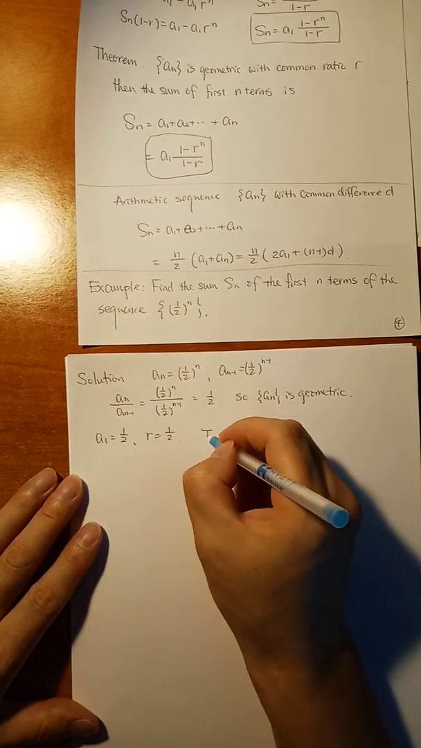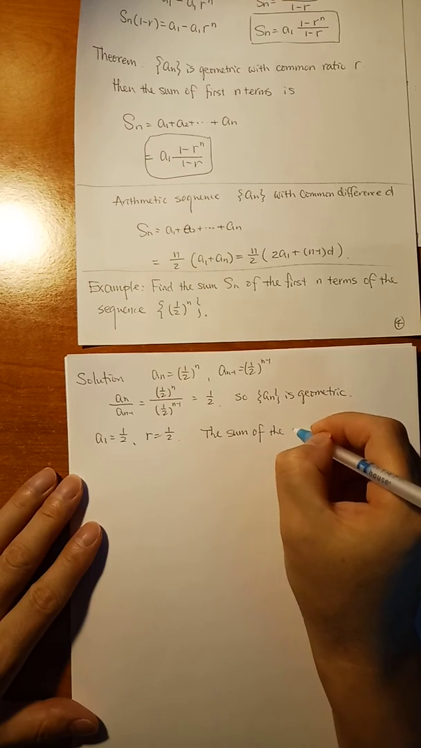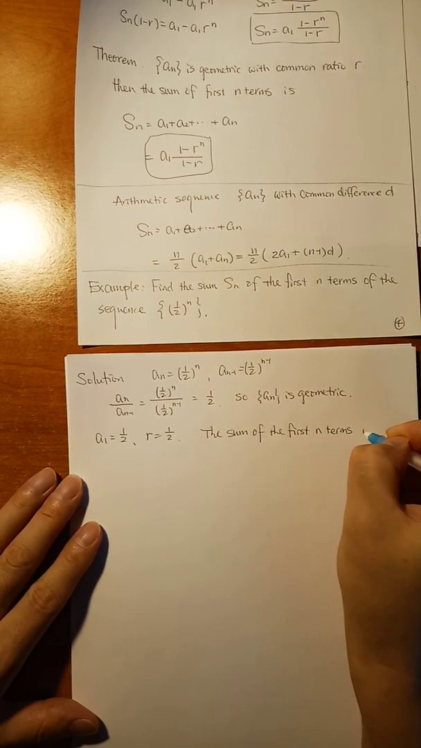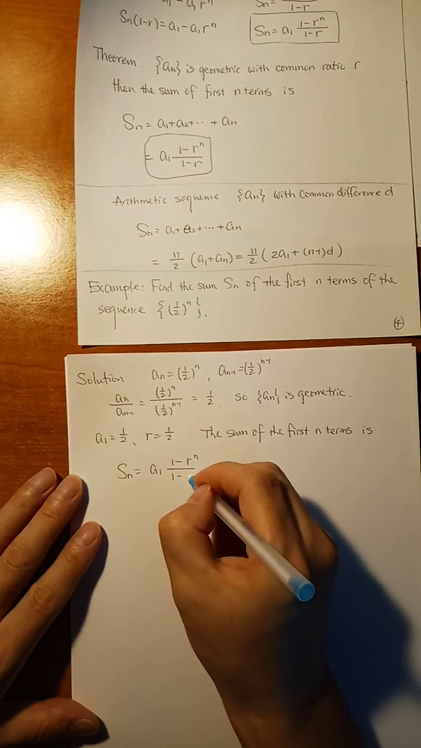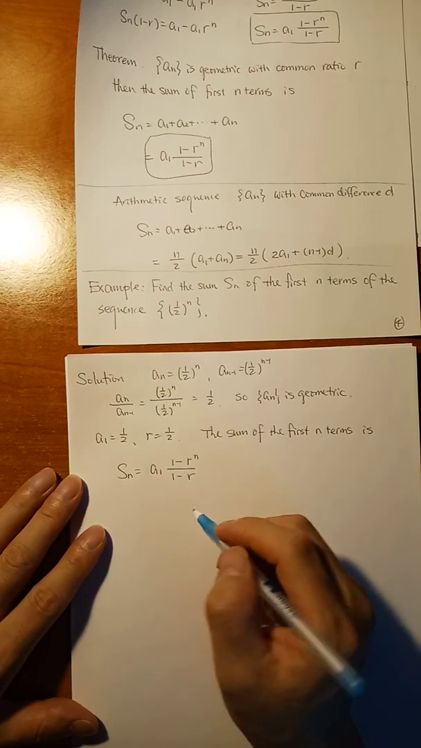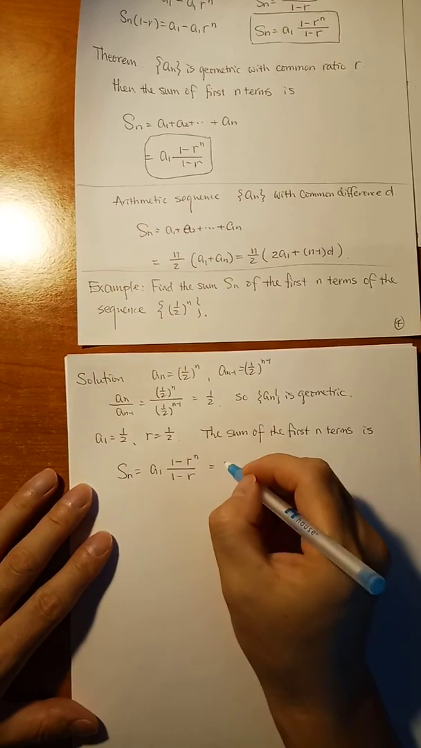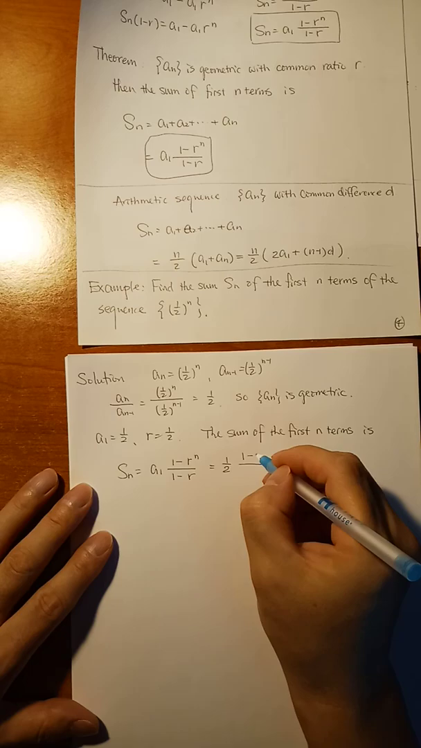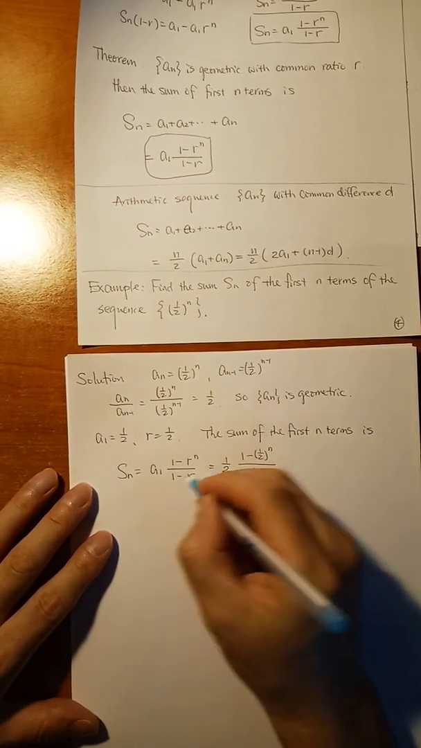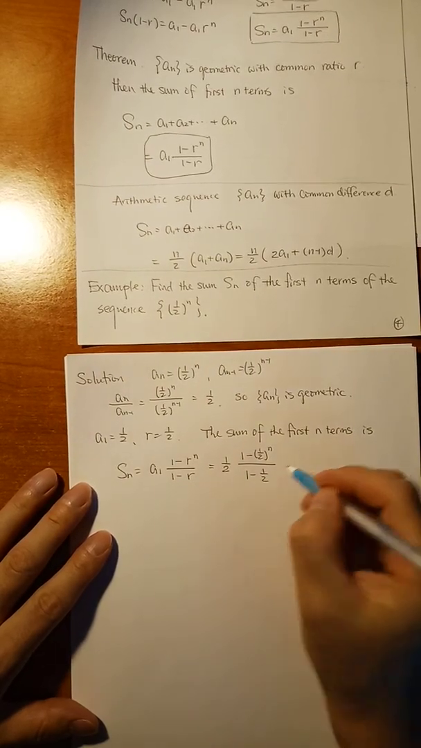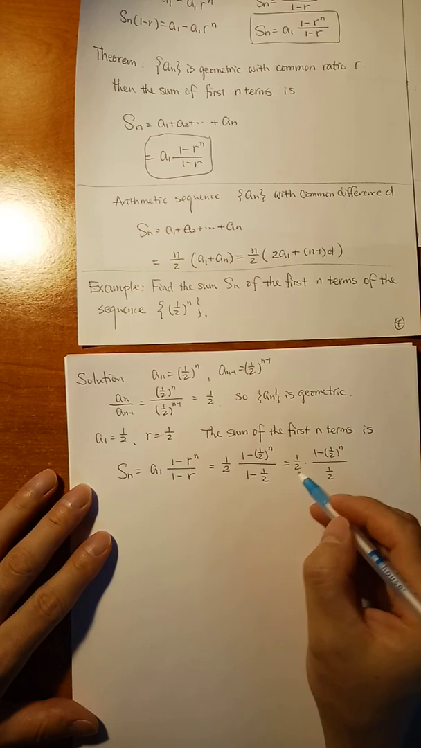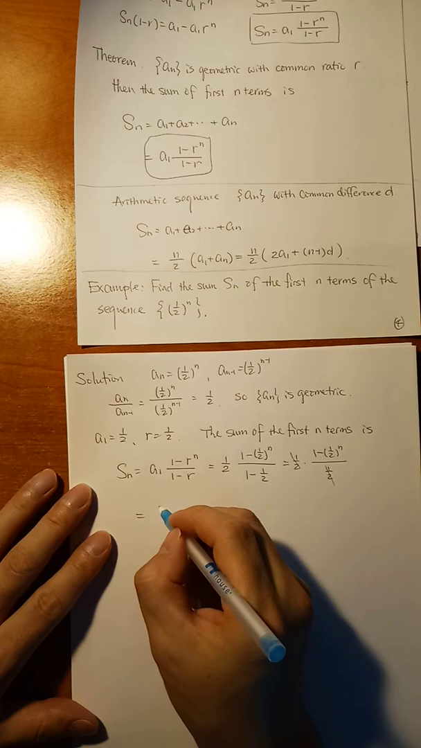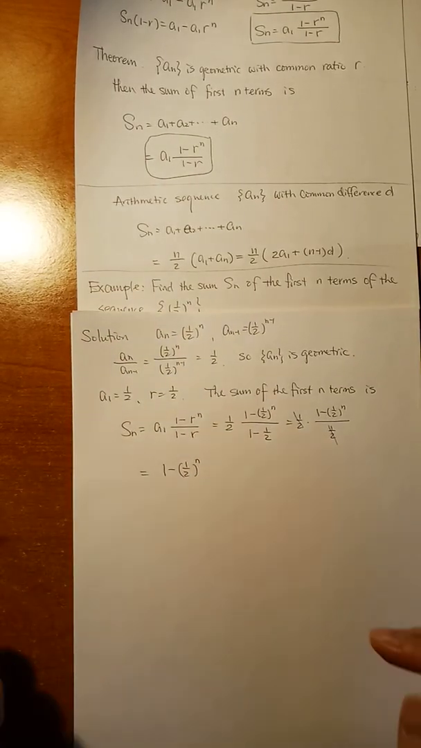So the sum of the first n terms, Sn, is equal to, what is the sum? It's a1 times 1 minus r to the n over 1 minus r. Remember that. So a1 is 1/2, and 1 minus r to the nth power, where r is 1/2. The denominator is 1 minus 1/2, which is 1/2. There's a factor 1/2 in the numerator and the denominator, so they cancel. So the sum is 1 minus 1/2 to the nth power.